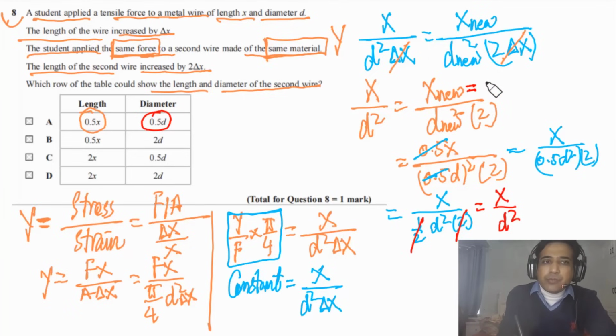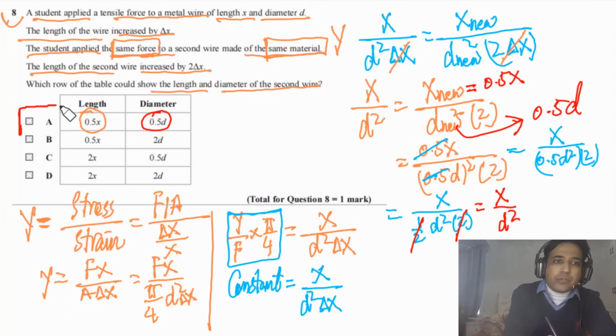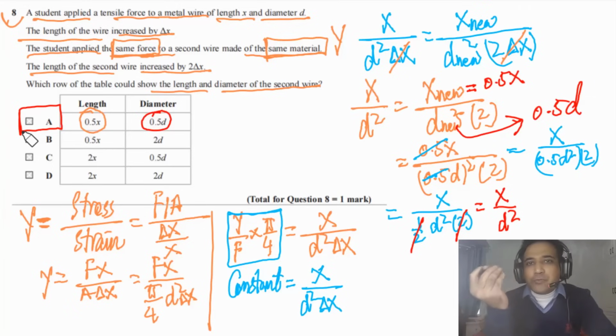So x new is 0.5x and d new is 0.5d. So our answer for this question is A. A beautiful way. Very nice question. Lovely question. So look at this question again.